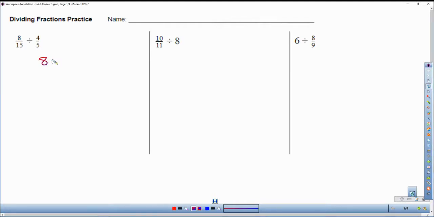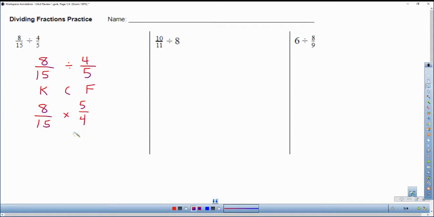8/15 divided by 4/5. The first thing we're going to do is write the problem down. Same steps for all of these, pretty much. Whenever you divide fractions, we're always going to write the problem first as dividing two fractions. So we're going to keep, change, flip. Keep that 8/15, change that division to multiplication. We're going to flip that fraction to 5/4.